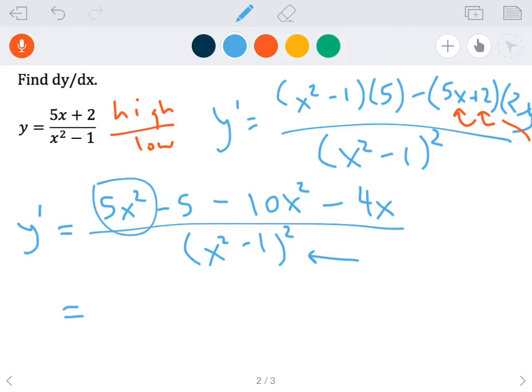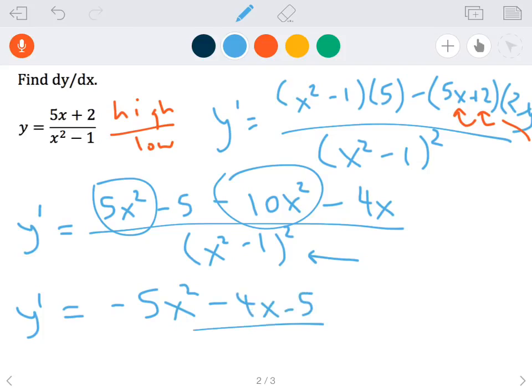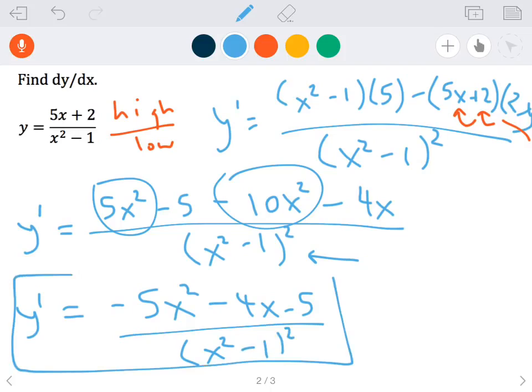Alright, so my 5x squared can combine with my minus 10x squared, so I can say that y prime is equal to negative 5x squared minus 4x minus 5 over x squared minus 1 squared. And that's probably a good place to stop there.